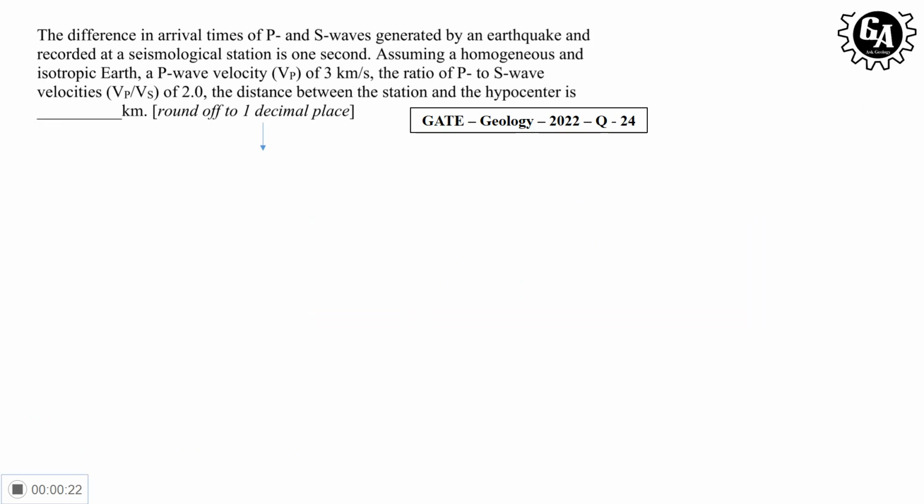So, the question is: the difference in arrival time of P and S wave generated by an earthquake and recorded at a seismological station is 1 second. Assuming a homogeneous and isotropic Earth, the P wave velocity is given to be 3 km per second, and the ratio of P to S wave velocity is 2. The distance between the station and the hypocenter is dash kilometer. Basically, it is asking about the epicentral distance.